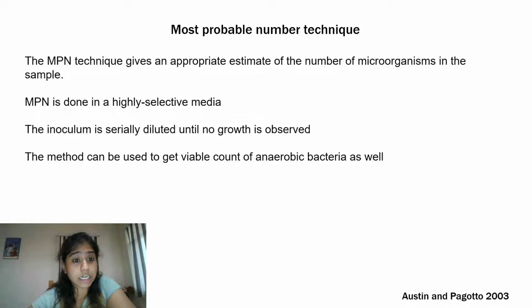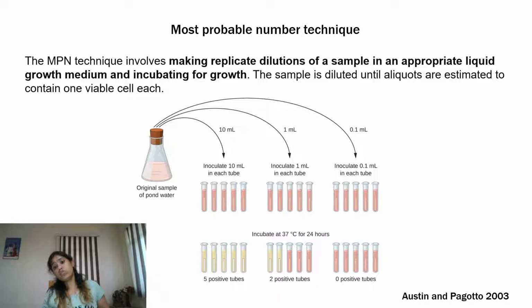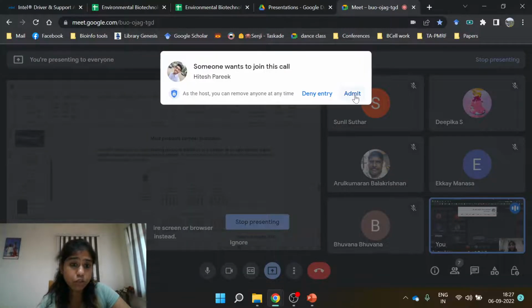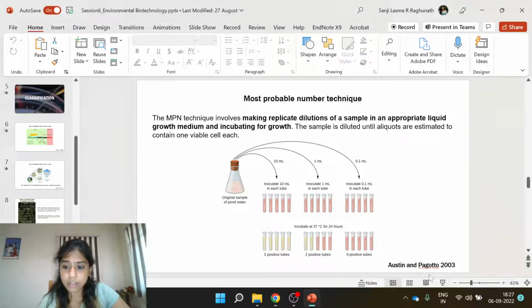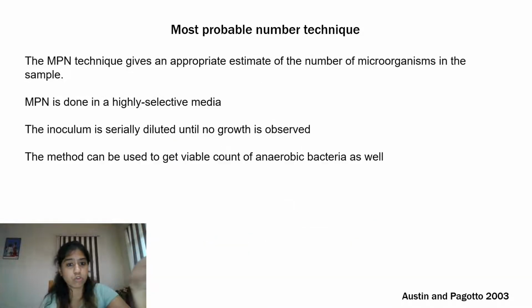And MPN is done in a highly selective media. Like I mentioned, the growth media that we are using in this case is supposed to be highly selective, especially if you want to estimate the number of a particular bacteria or a particular microbial organism. It is better to use one particular liquid media that will support the growth of just one microorganism, and the inoculum is serially diluted until we see no growth at all. That's the basic idea of the MPN technique.